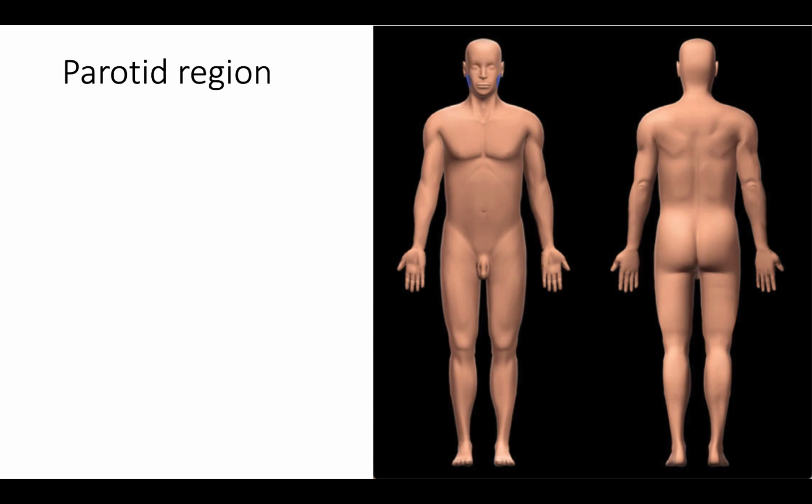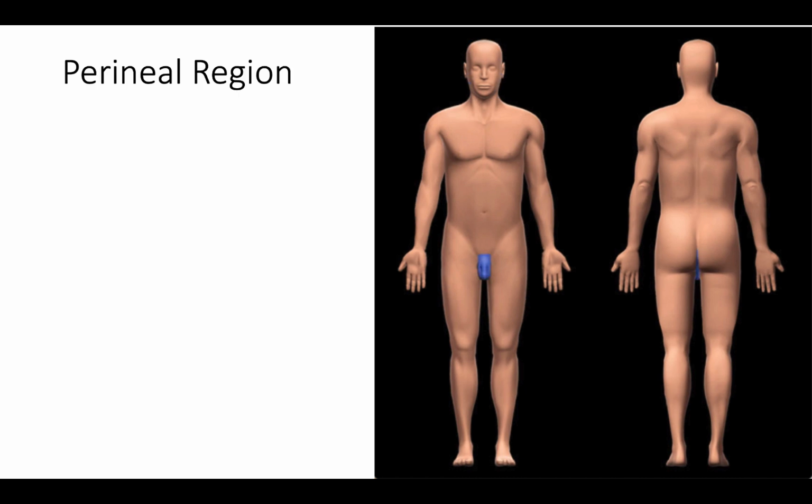The buccal region is a little more anterior to the parotid region. The parotid region is between the buccal region and your ear, so it's just a little bit further back, sort of over the body of your mandible, but it's just a little more posterior than the buccal region. The perineal region is the region over your genital area.